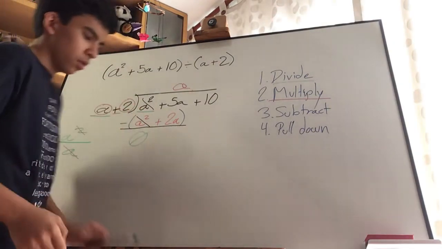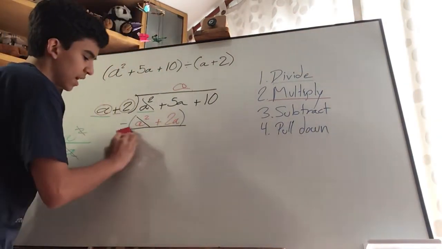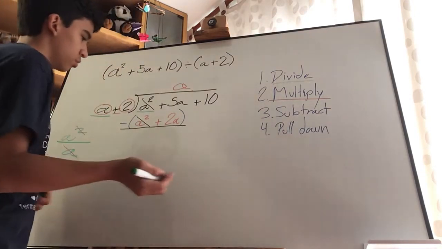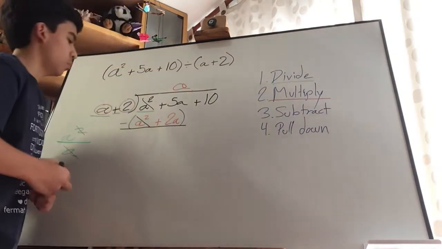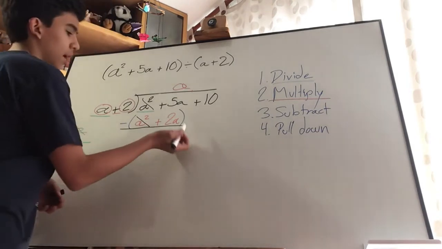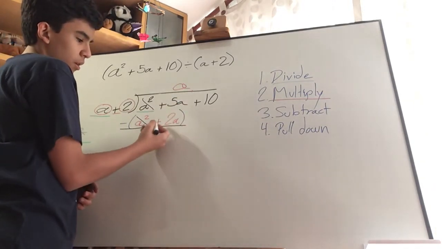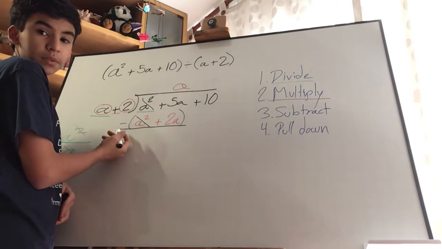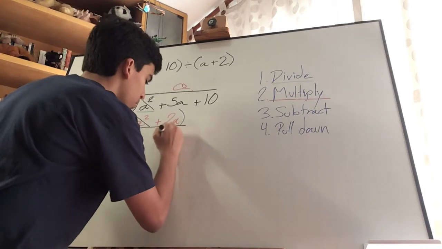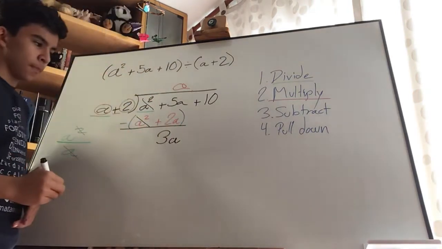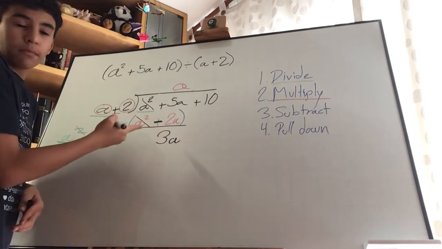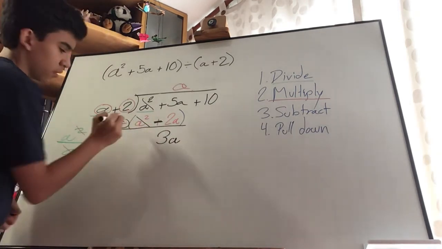Because a squared minus a squared is 0, right? So now we get 0 over here, so you just leave it blank, there's no need to write a 0. And we do this, 5a plus 2a, but remember that this flips. So what we're going to do is 5a minus 2a, so it becomes 3a. Why? Because this turns into subtraction because of this sign.